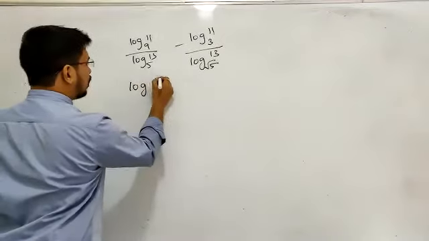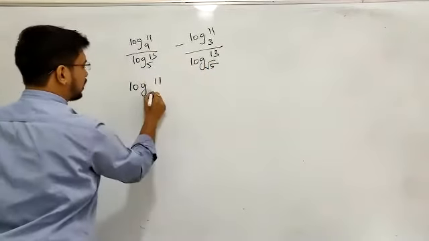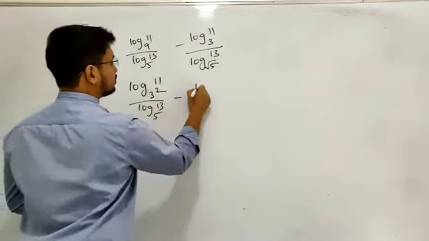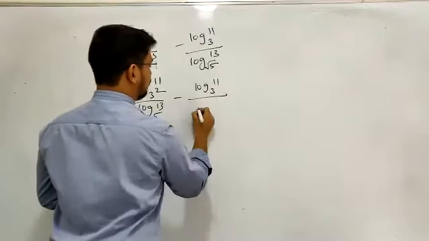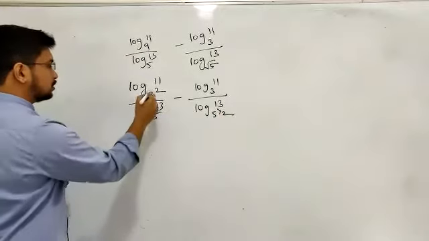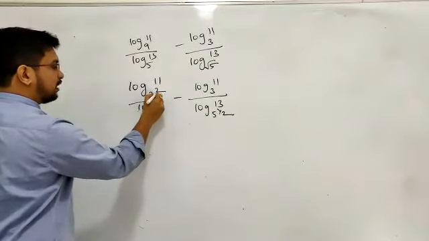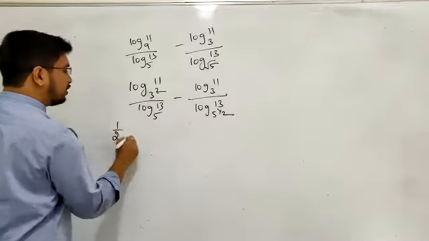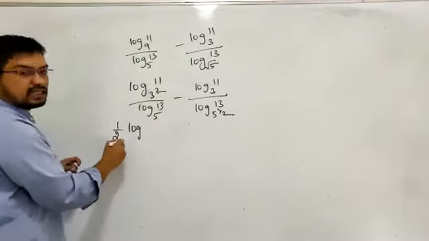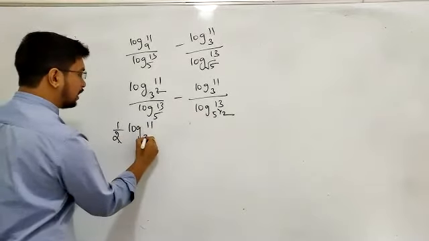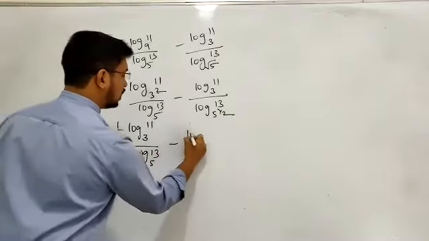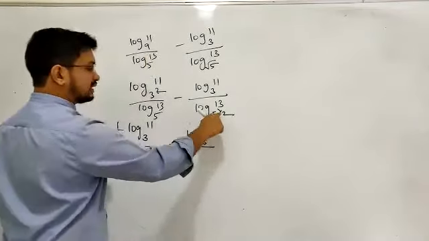So this is log 11. This is 3 here, so I'm writing it as 3 square, to the base. This is log 13 to the base 5 minus this is log 11 to the base 3 divided by this, I'll write it as log 13 to the base of 5 power half. Whenever the base is raised to a certain power, it has to be written as 1 by. So this is 1 by 2 log 11 to the base 3 divided by log 13 to the base 5 minus log 11 to the base 3 divided by 5 power 1 by 2.